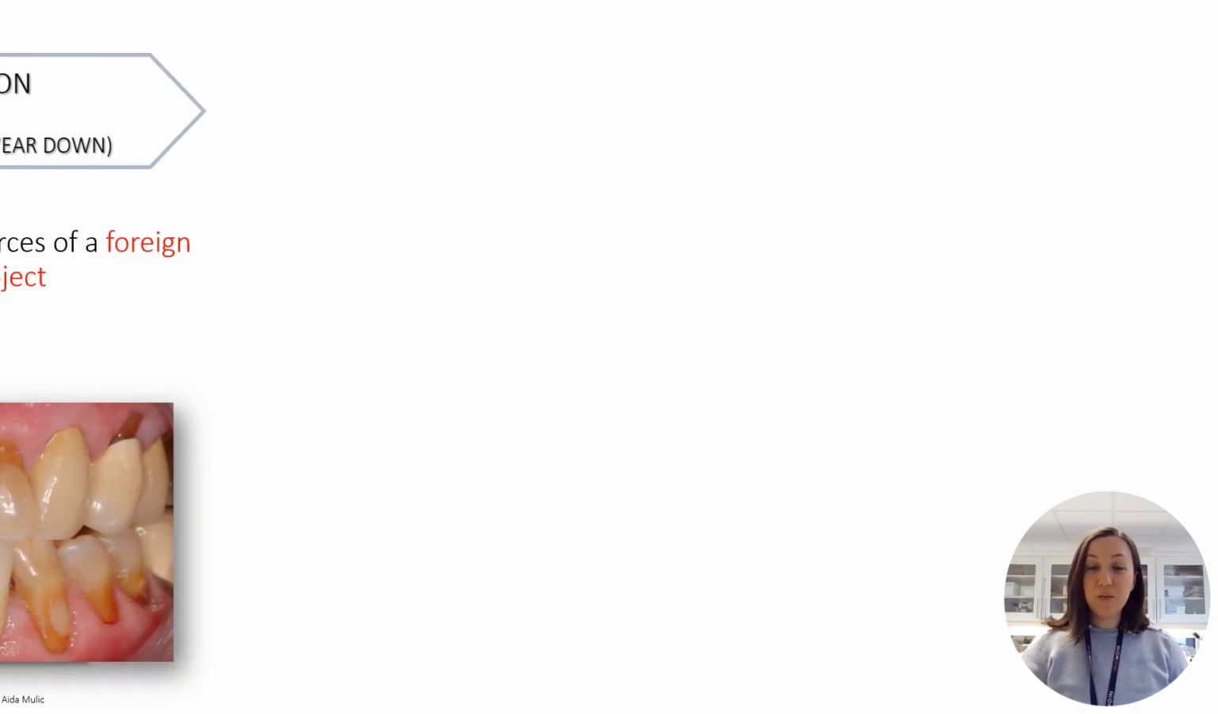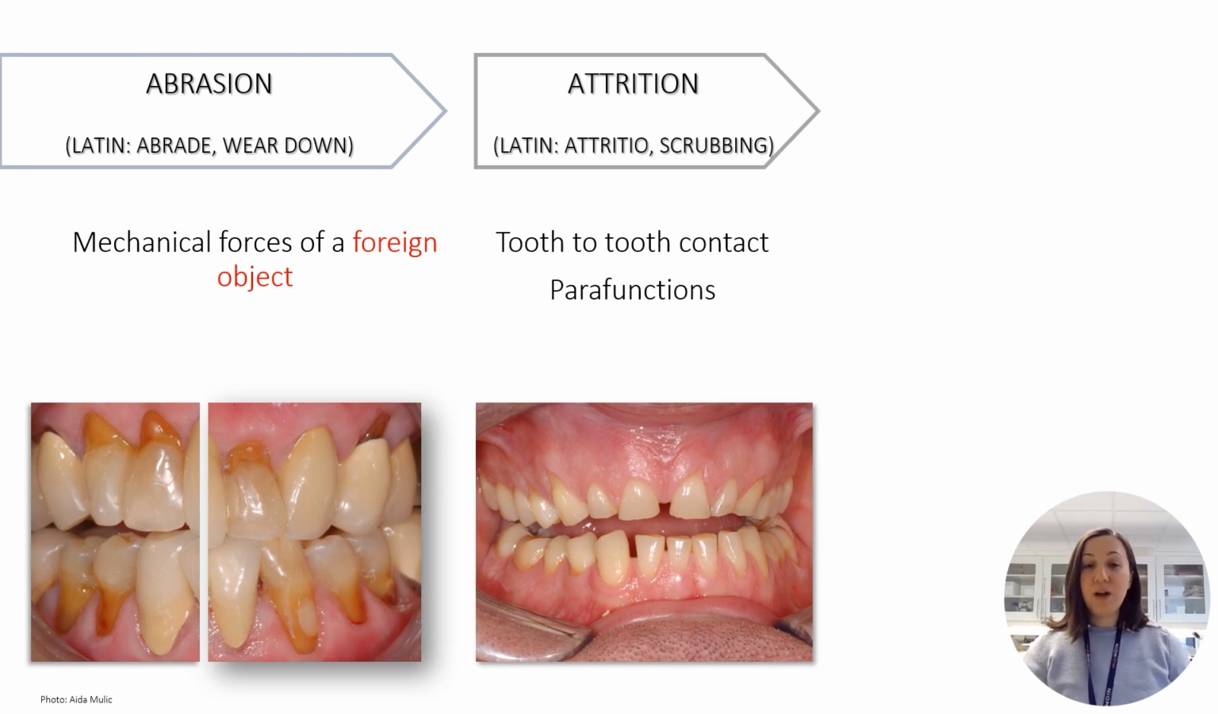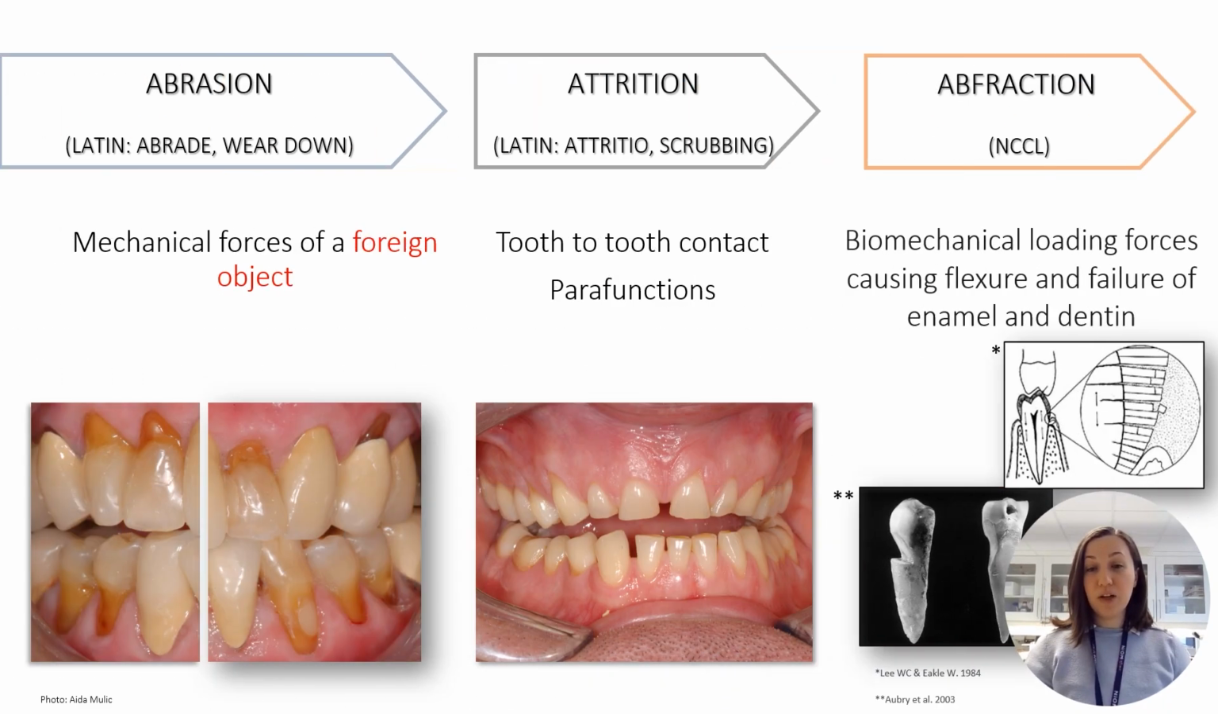Other types of wear are categorized into abrasion, where a foreign object causes wear. These defects are gold brown in color and localized cervically. Attrition happens when teeth are in contact, both physiologically and exaggerated in some functions such as bruxism. Abfraction, or non-carious cervical lesions, are defects primarily caused by biomechanical forces generating stress in the cervical region, producing wedge-shaped defects.